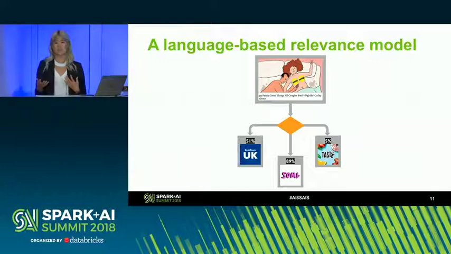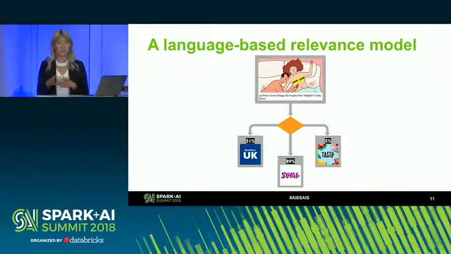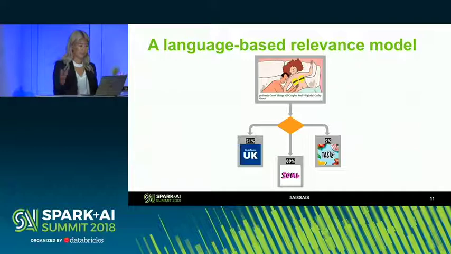So this is essentially what our model becomes. It's a language-based relevance model. We feed in metadata about the post, particularly the title, which worked really well. And then from this, the model will learn whether it matches each channel or not, and it'll just output a probability for whether it's relevant.